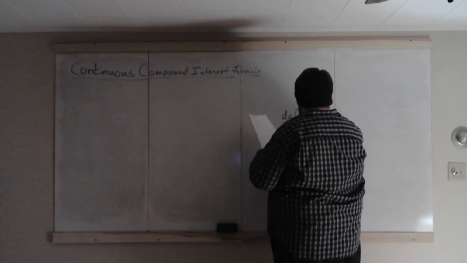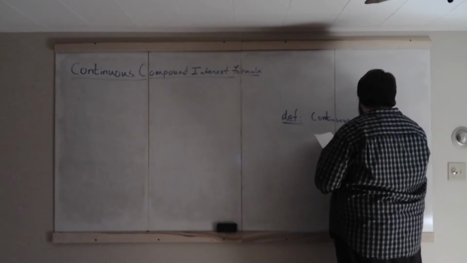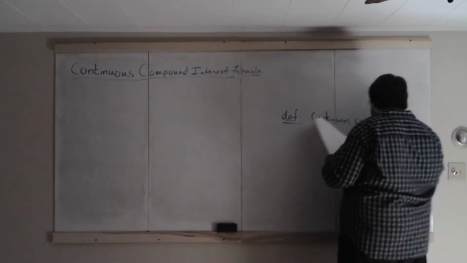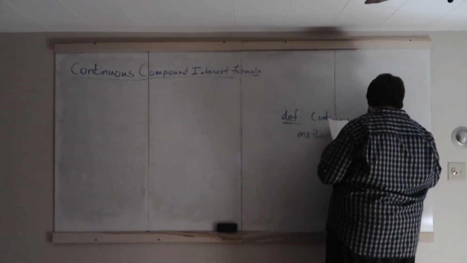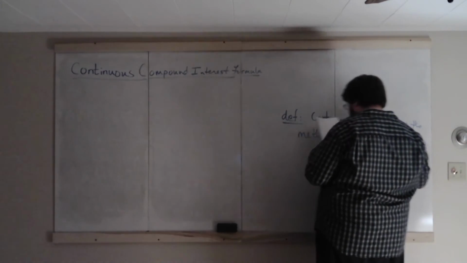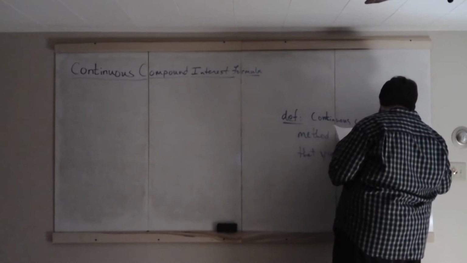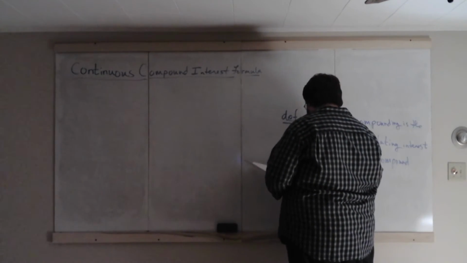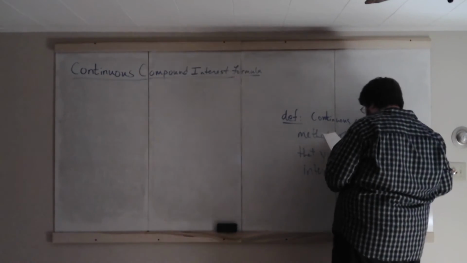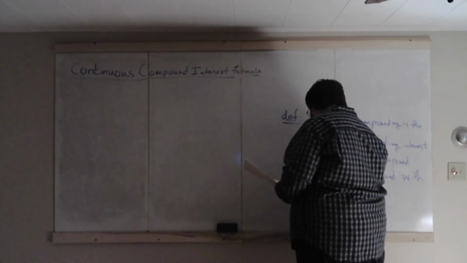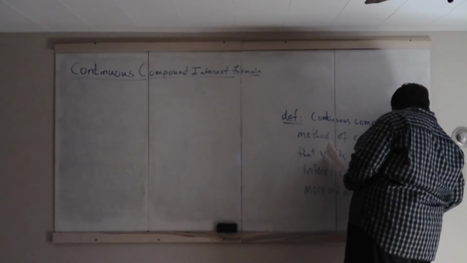Definition. Continuous compounding, C-O-N-T-I-N-U-O-U-S, compounding, is the method of calculating interest that yields what compound interest tends toward, not "to," T-O-W-A-R-D, with more and more compounding periods.